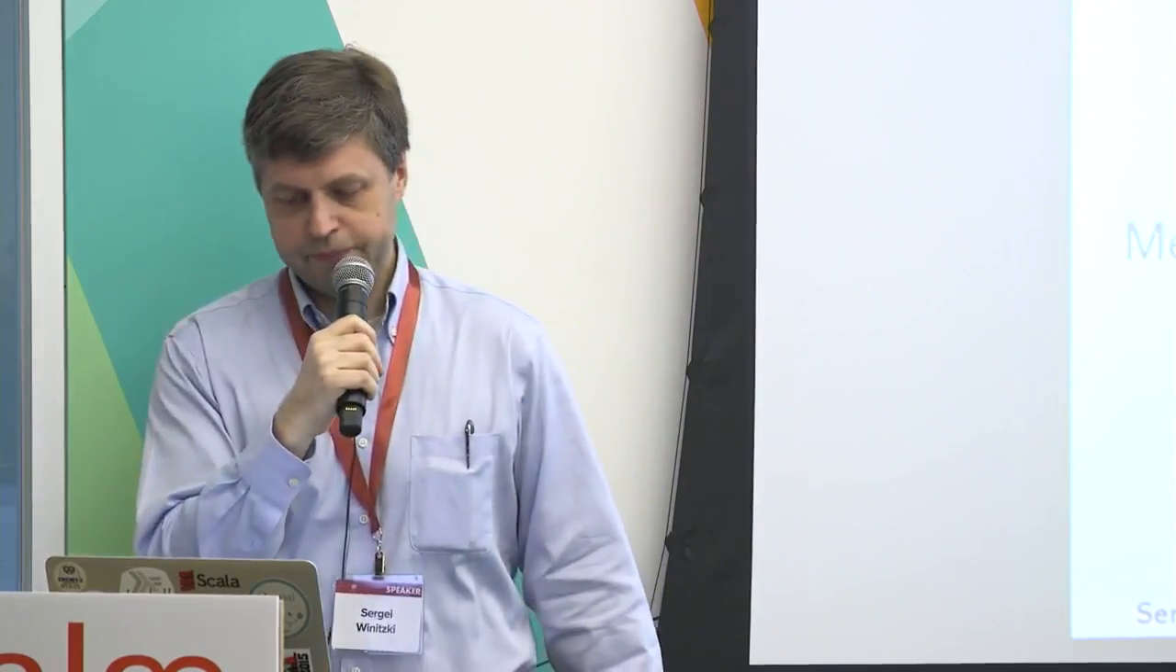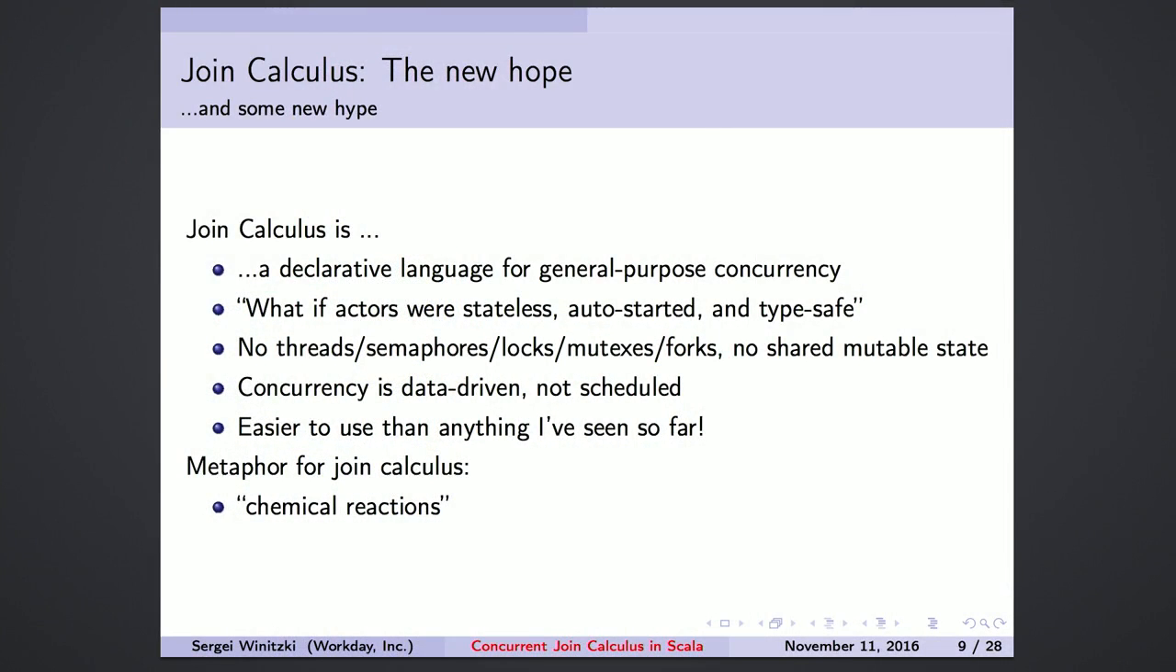And how I learned to forget deadlocks and to love concurrency. So joint calculus is really a programming language, like I said. It's a declarative language for expressing concurrent programs. If you're familiar with the actors framework, how many of you are familiar with the actors framework? Oh, everybody's familiar with it. Yeah, great. I will try to skip to the slide where I compare actors with joint calculus. It's like actors, if they were stateless, purely functional, automatically started, type safe, and easy to reason about.